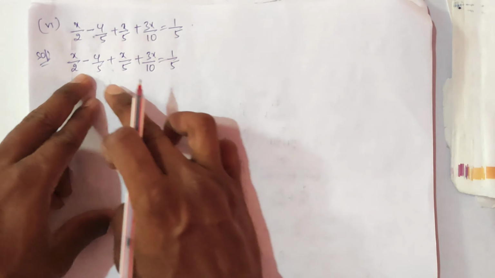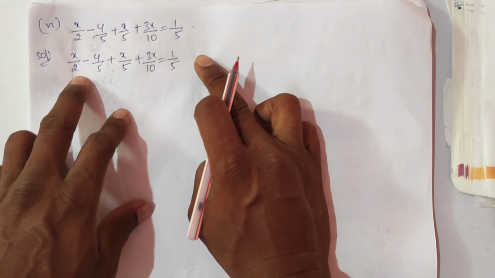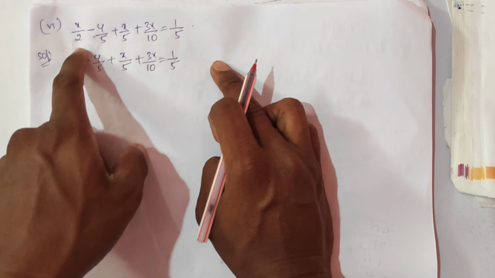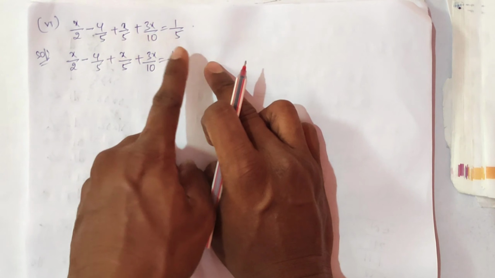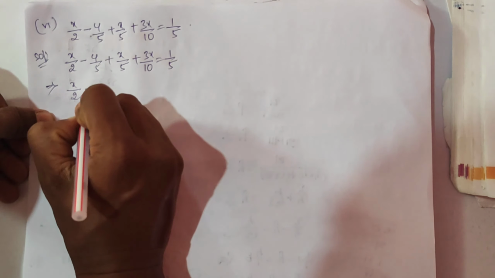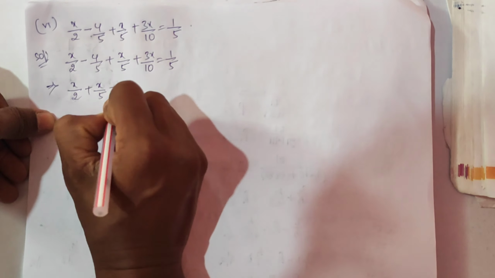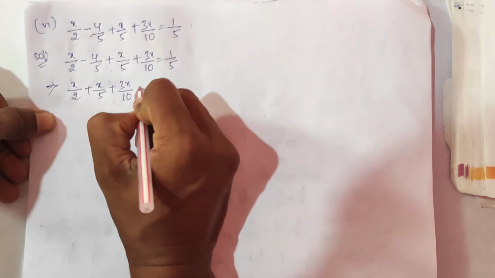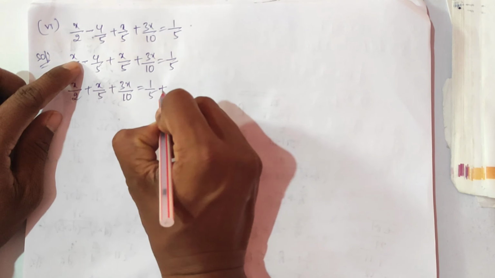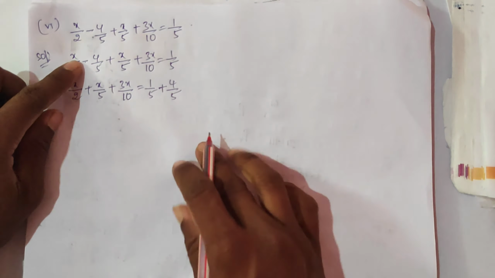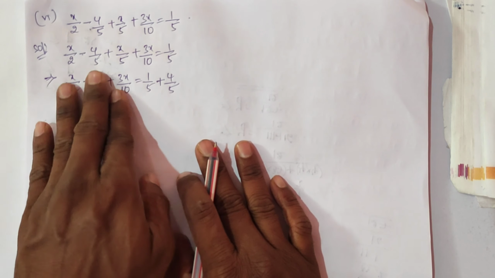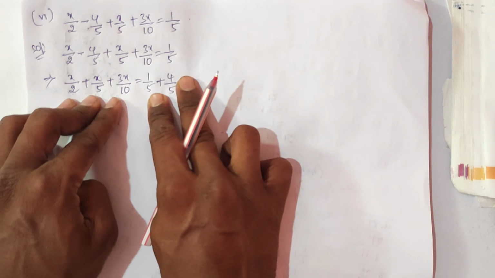So what I'm doing, I'm separating the constant to the RHS side. A minus quantity becomes plus. Remember this fraction, minus 4 by 5, if you transpose it to the RHS side, minus becomes plus 4 by 5. Then what will happen here? See, x by 2 plus x by 5 plus 3x by 10 is equal to 1 by 5 plus 4 by 5. Is it clear? Now on the LHS side we have variable terms and on the RHS side we have constant terms.